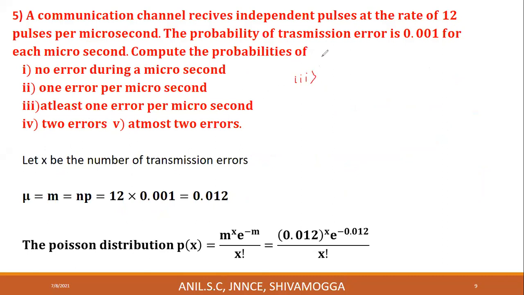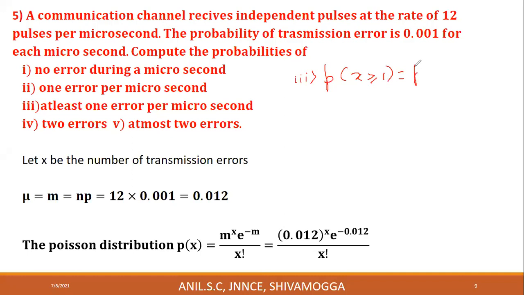At least one error. How do we denote this? X greater than or equal to 1. At least one error means 1 is the least value attained by x. X cannot take values which are less than 1. At least one. How do we expand this?